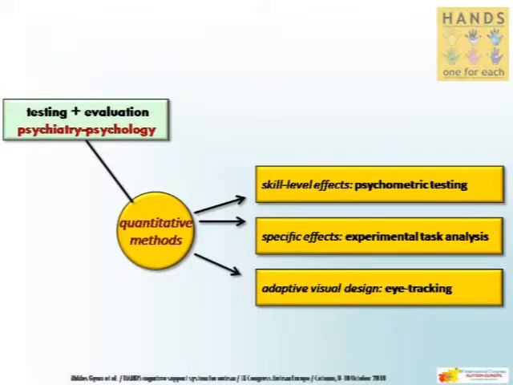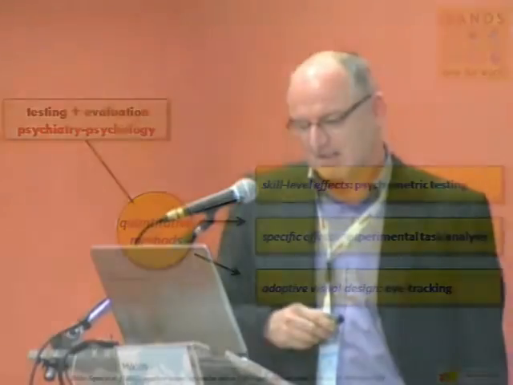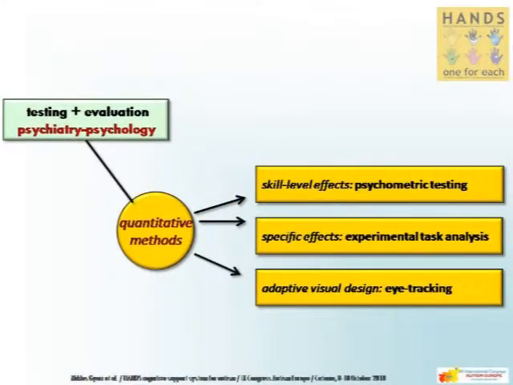So this rich methodological approach remains rich if we go into the smaller details. Even our quantitative methods are threefold. We try to map the more generalized skill level effects of the system by psychometric methods, more specific effects by a new method we called experimental task analysis, and we try to control the hopefully adaptive visual design of the mobile surface by eye tracking studies.